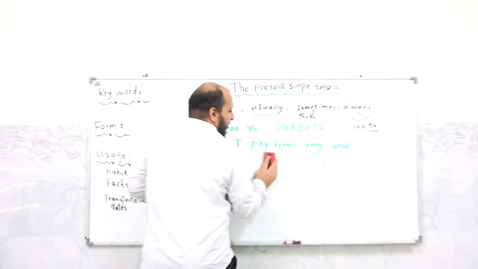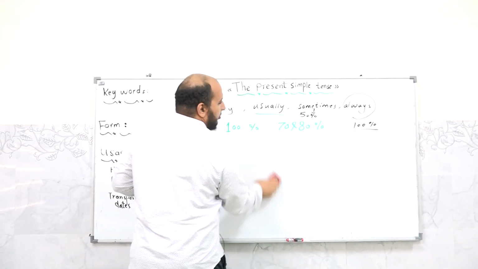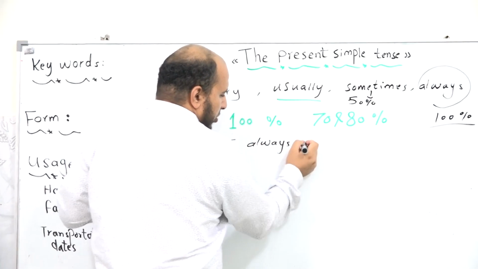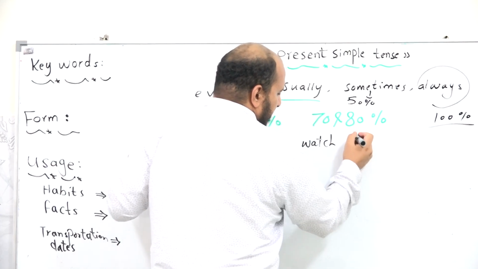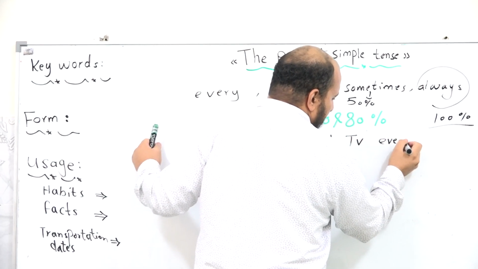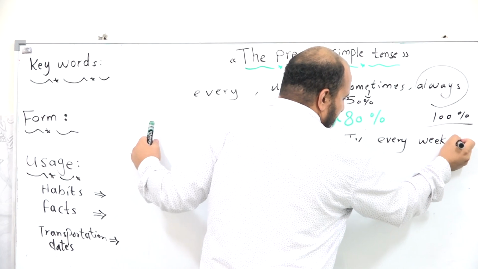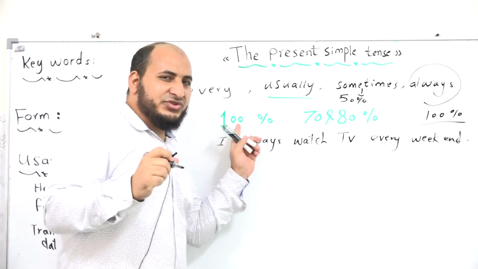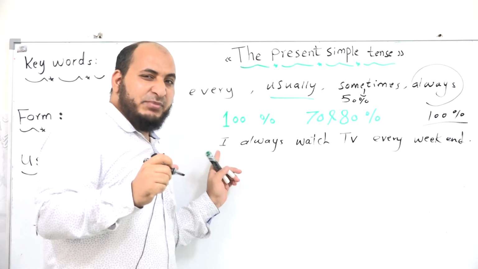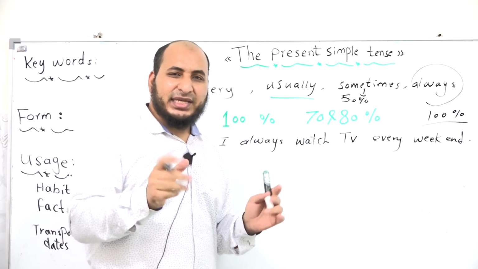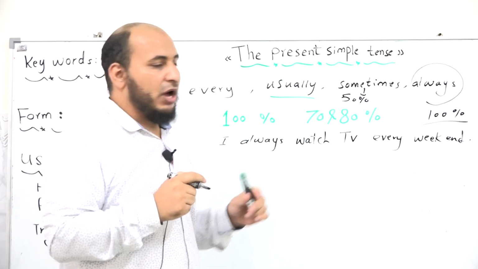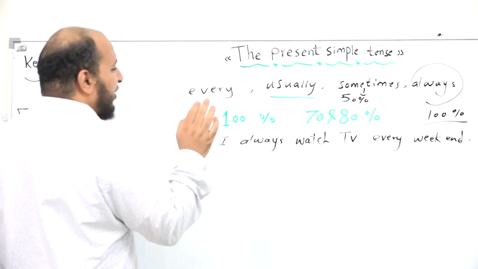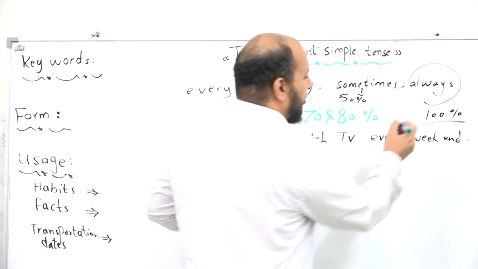I will give you an example about usually or always. I always watch TV every weekend. 100%, this man watches TV every weekend. Okay, 100%.